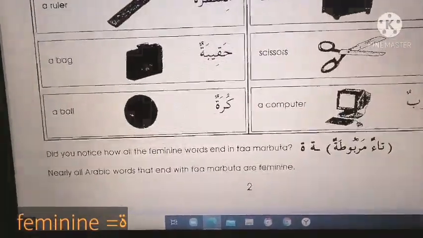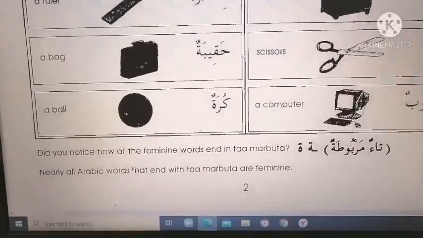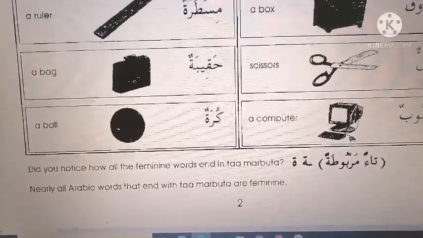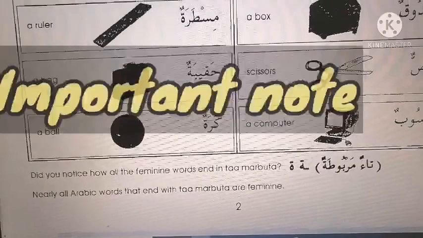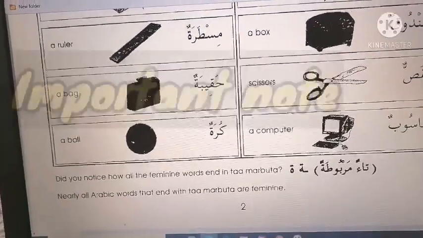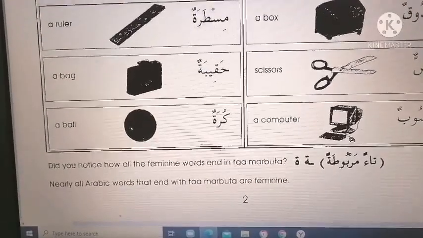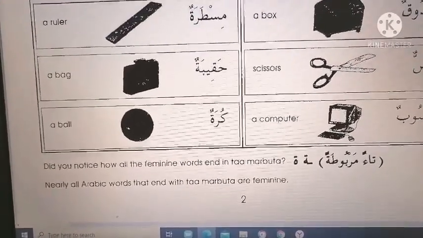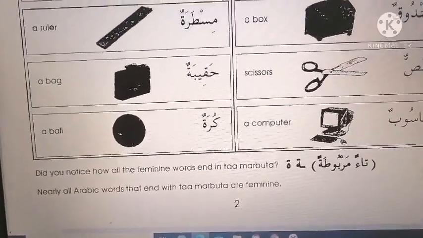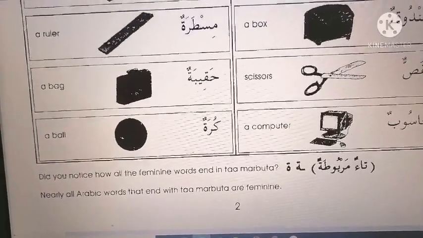So as there is a note: did you notice how all the feminine words end in ta marbuta? Which is mentioned in these two types of ta. Nearly all Arabic words that end with ta marbuta are feminine. Okay, so please remember this.